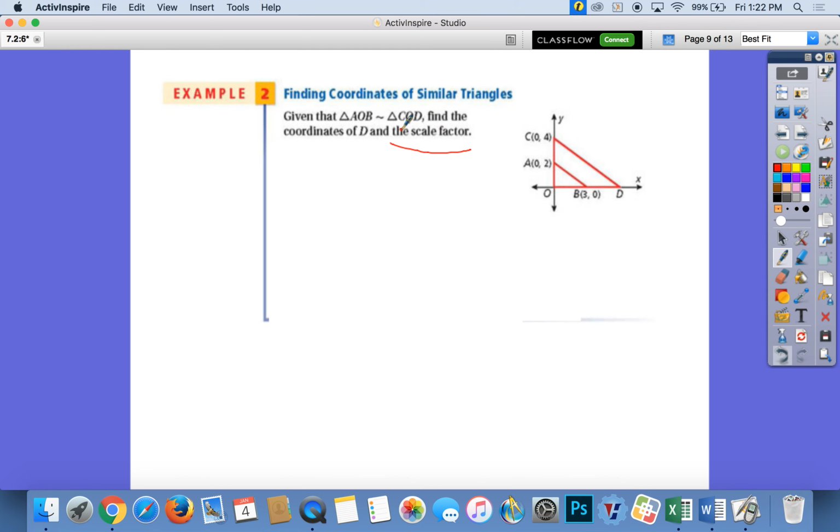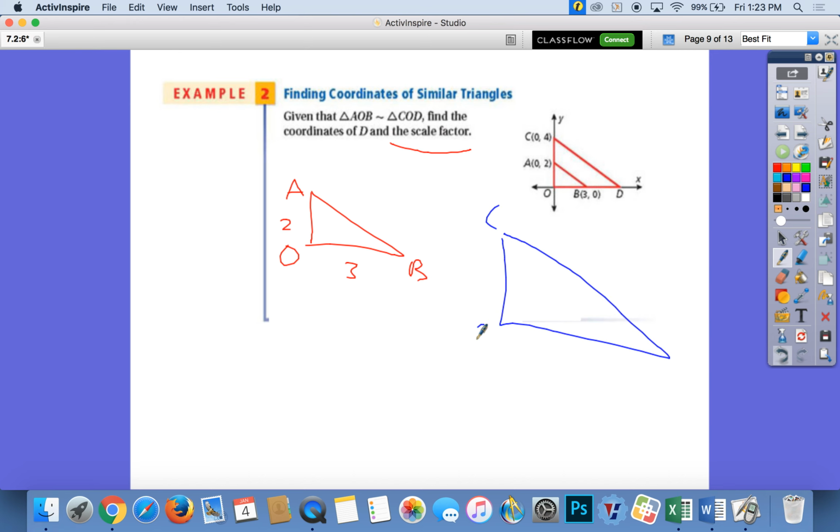So here's my AOB, and I'm just going to take it over here so we can see what's going on. I know that this is going to be 3 units, and I know this is going to be 2 units. It's telling me that it's similar, so I know that my sides are going to be proportionate. Now let's get COD down. Here's C, here's O, and here's D. And this is what we're trying to find.